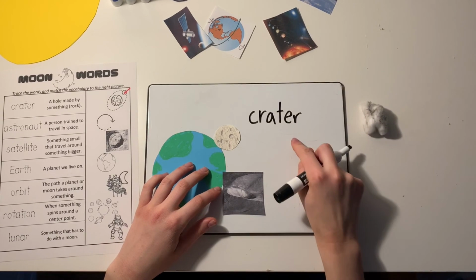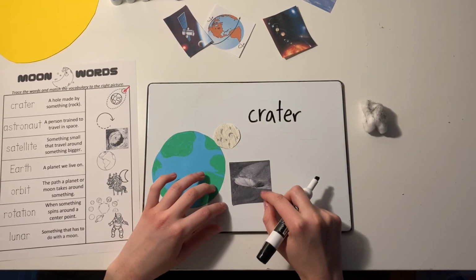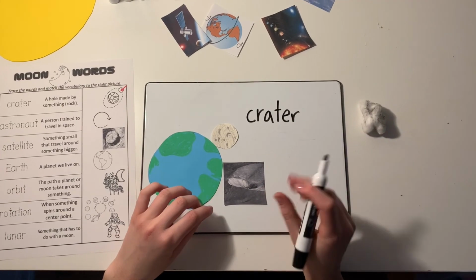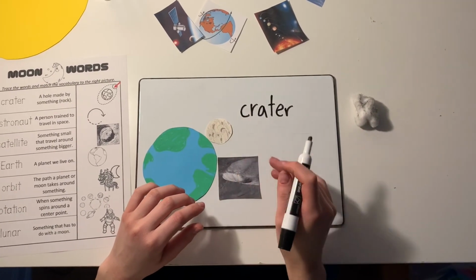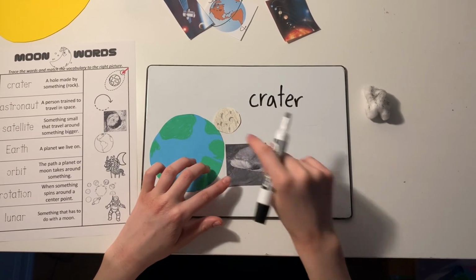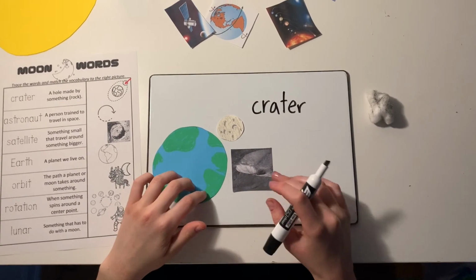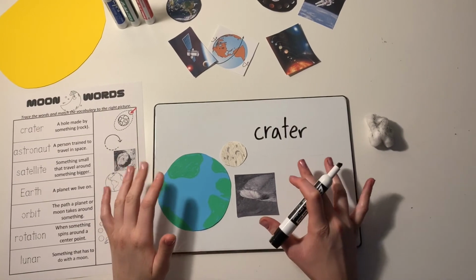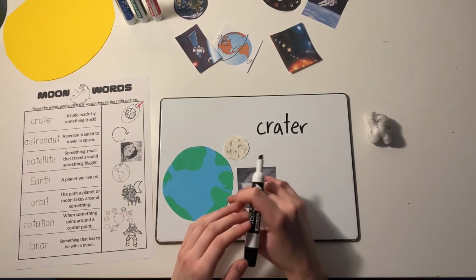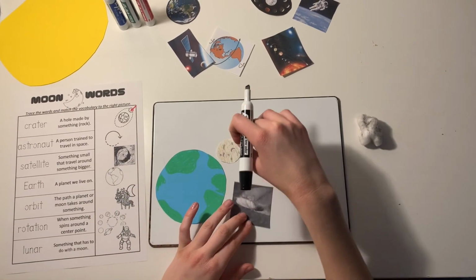Crater. And a crater is a hole left by something like a rock. So if you go outside in the sand and you take a big rock and you throw it really hard and you pick it up, you'll see that it leaves these weird marks like this. And because there's no wind or rain or snow on the moon, those craters stay there, and they can be giant or they can be small, and they're all over the moon.